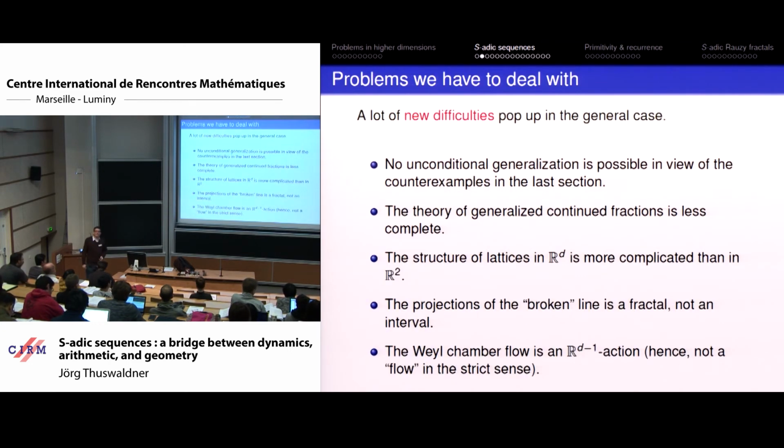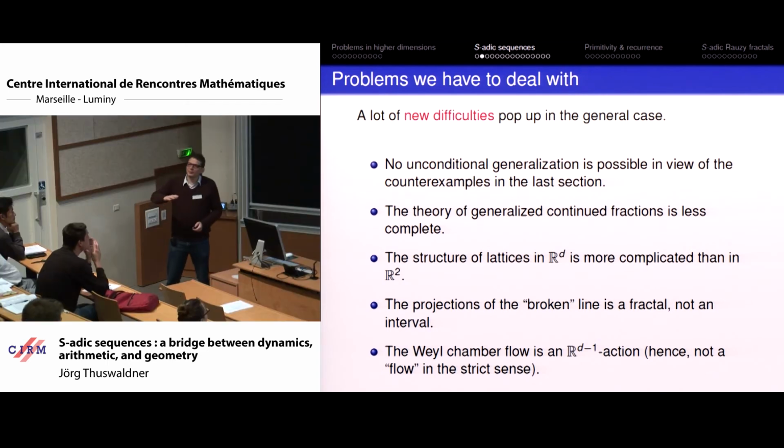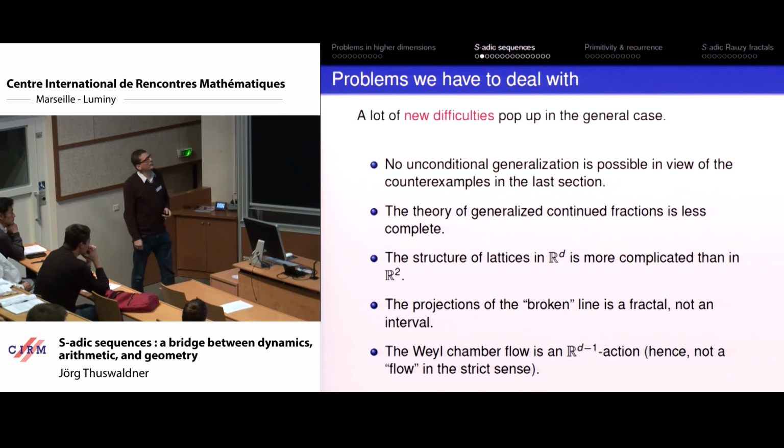We have to deal with new problems. Once again, if you kept in mind this Sturmian thing, this is the guideline. So we do the same again, but here are the problems that we have to deal with. The first thing: by the mentioned papers by Julien Cassaigne and his co-authors, there is no unconditional generalization possible because of these counterexamples. So we need to be a little bit careful.